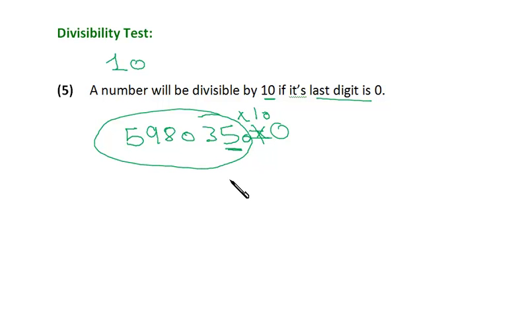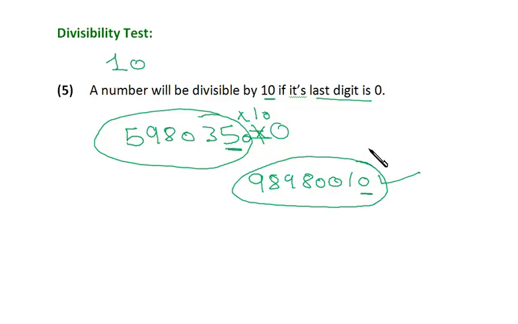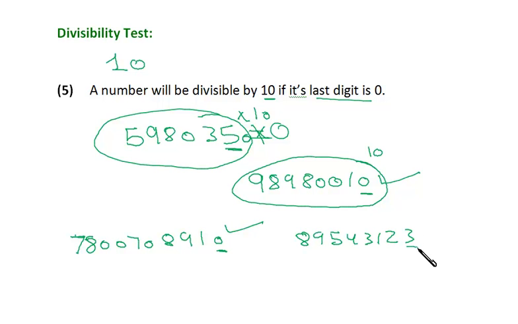Now suppose we have 98980010. That's 0 in the end. That means this number is divisible by 10. Okay? Now we'll take one more example. 7800708910. That's again 0, so this number is divisible. That's 89543123. So that's not 0. That means this number is not divisible. I hope you understood this also, right?